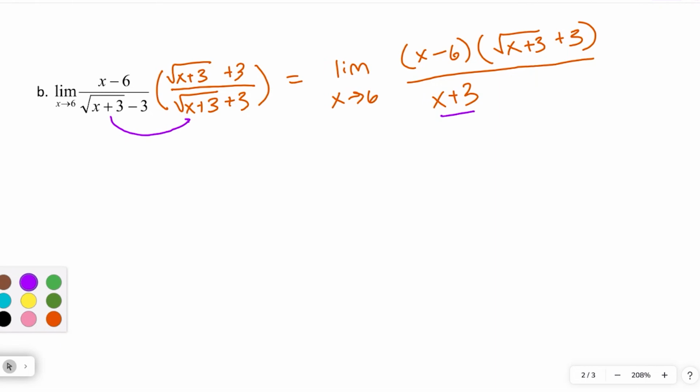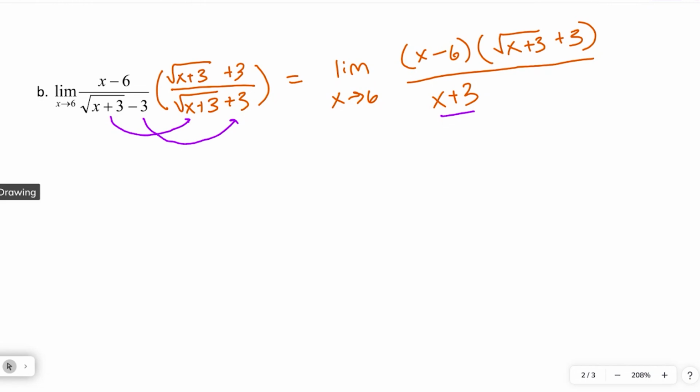And then if I multiply that root x plus 3 times 3, that's going to be positive 3 root x plus 3. And then negative 3 times that root x plus 3 is going to negate that same expression. So those two middle terms are going to add to 0. That's kind of why we're doing this, to simplify this and make this work a little nicer. But then we have negative 3 times positive 3 is going to be negative 9.